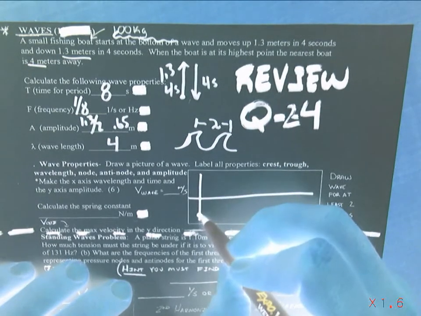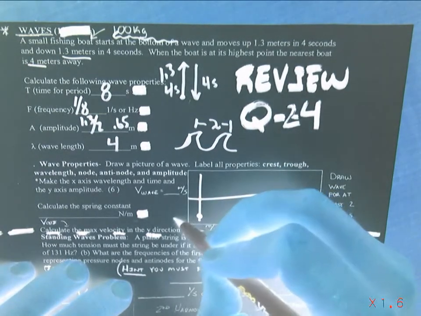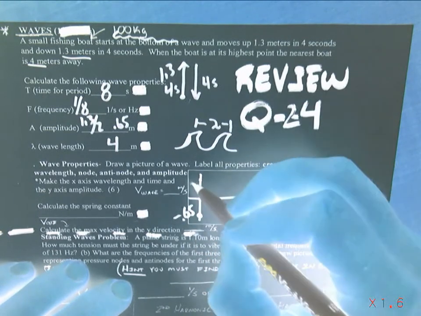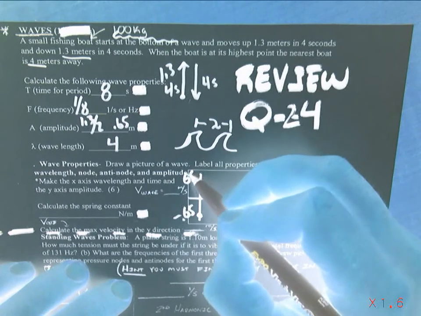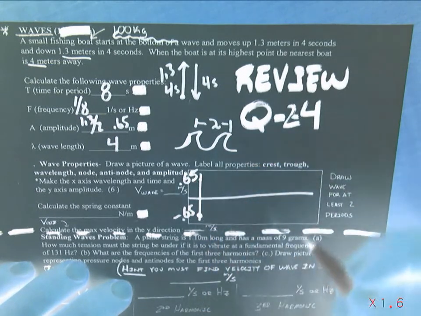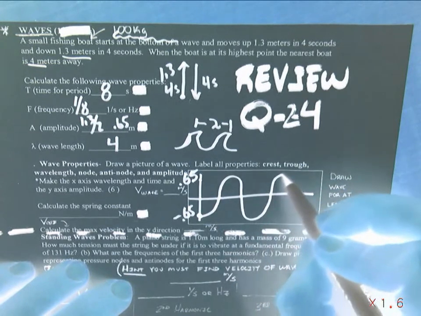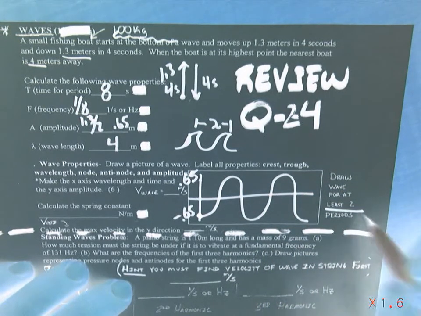So remember, we're starting at the trough. The trough is negative 0.65. We're going to go up to the crest. It's going to be located at positive 0.65. And we do something like this. Go up and down and up and down. It said for at least 2 periods, and that's what we did.